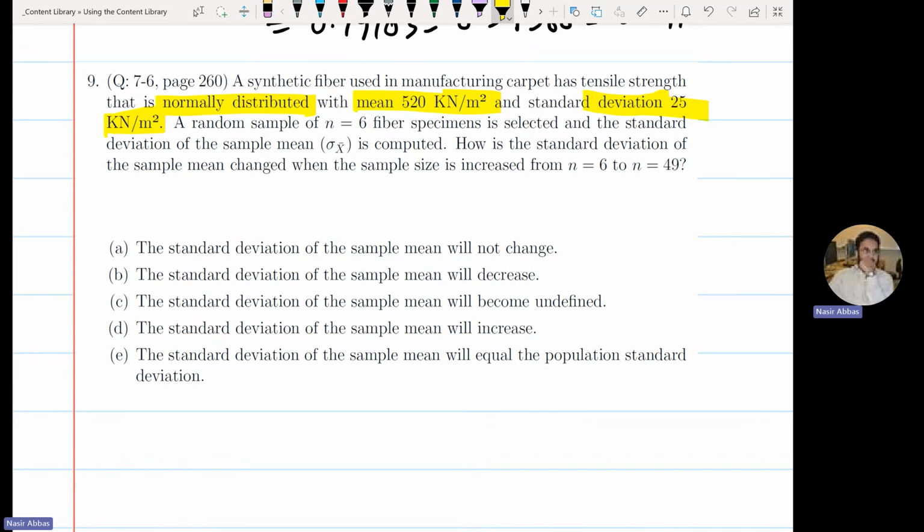Is this standard deviation for the population or the standard deviation for the sample? How do you know that? Distribution is population. Remember that distribution is population.